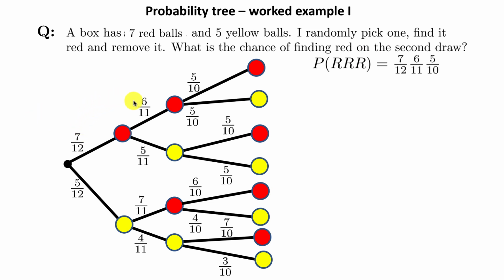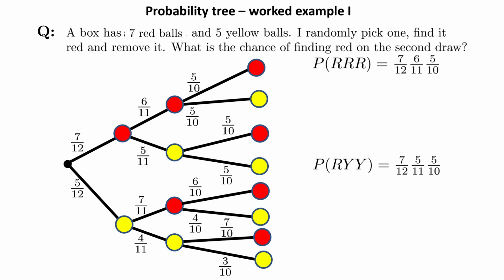7/12 into 6/11 into 5/10. What's the probability of red on the first, yellow on the second, yellow on the third? Well, then let's follow this tree over here. So it's 7/12, then 5/11 for yellow, and then again, because we are to get yellow, 5/10.